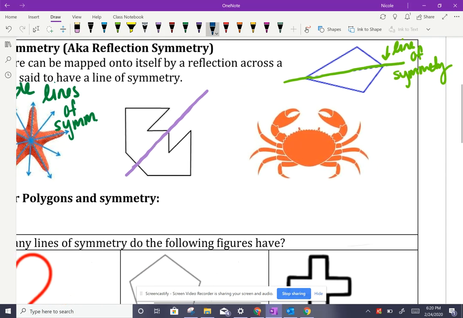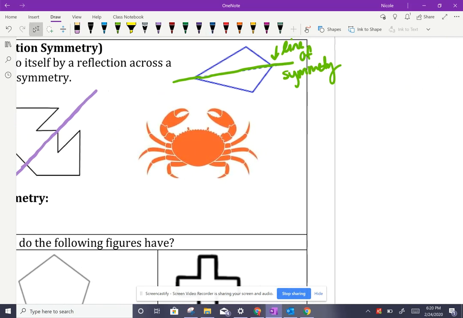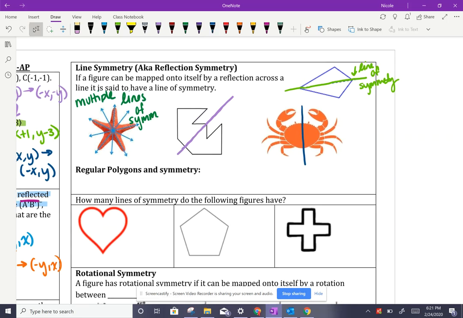And then I want to look down here at my crab. Same idea. Does this work? No. Does this work? No. So his line of symmetry is going to go right down in between his eyes, and he is going to fold up in half perfectly. You can find lines of symmetry if you want to draw things out or cut them out and fold them. That works for some people.